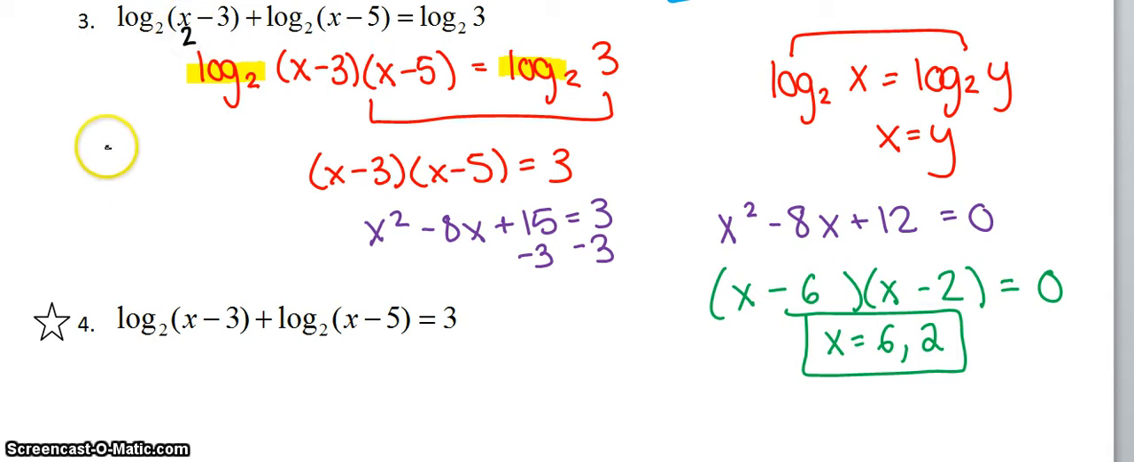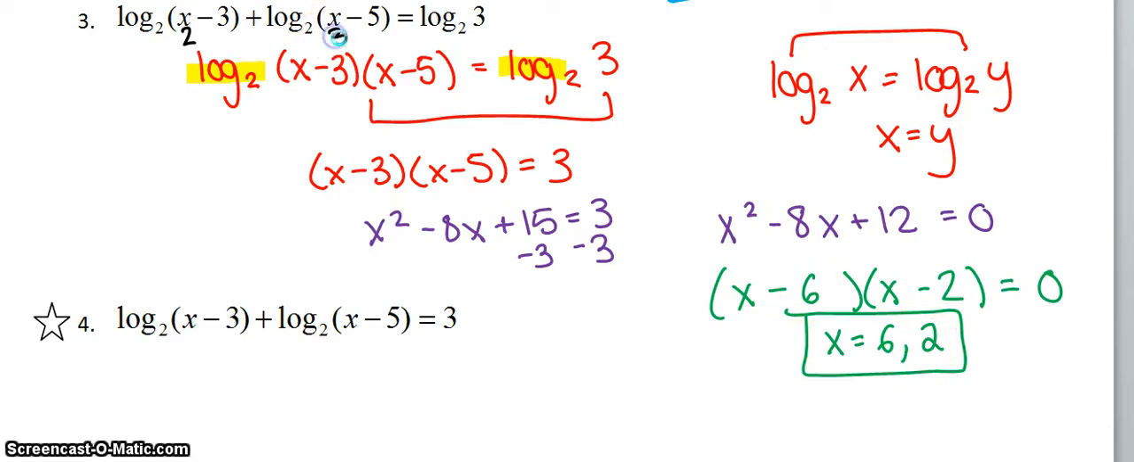I'll get log base 2 of 2 minus 3, which is log base 2 of negative 1. Wait a minute, what does that mean? 2 to what power equals negative 1? Is that possible? And the answer is no. So with that said, you can get extraneous solutions in log equations, and you always want to check them.